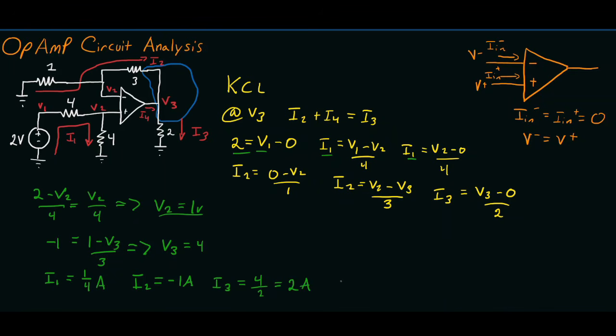Now, we don't have an Ohm's law equation for I4, but we do have a KCL equation that relates I4 to the other currents. So we can use that. So we know that I4 is going to be equal to, moving the I2 over, I3 minus I2. Now, if we plug in the values for I3 and I2, we get that I4 is equal to 2 minus negative 1, and that is going to give us 3 amps. At this point, we now have all the voltage and current values within our circuit, and we've completed the problem.